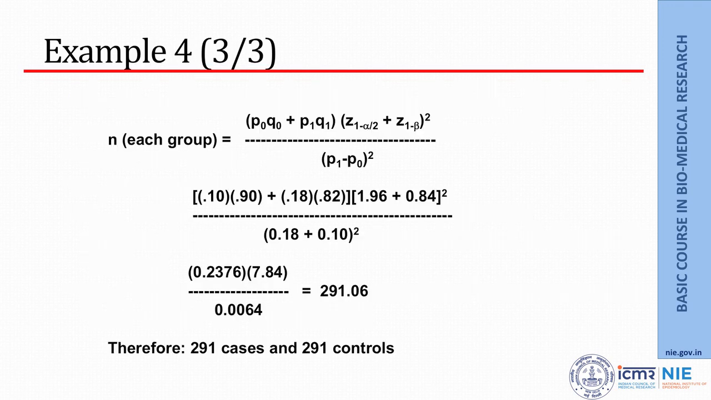If you plug them all in the formula, then you get 291.06, in which case it indicates that you need to have 291 or 292 cases and 292 controls in order to get an estimate of your OR.